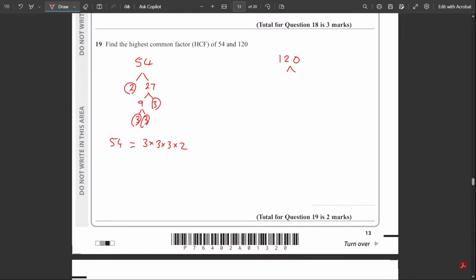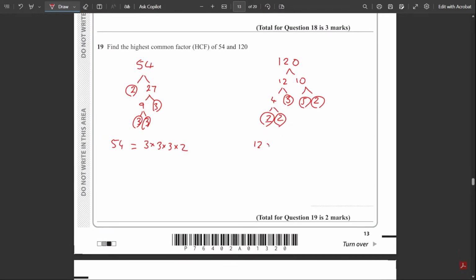Okay, then 120, I would start with 12 and 10. None of those are prime number. 4 and 3, that's a prime number. 2 and 2. And that's 5 and 2. So we can write down 120 as 2 times 2 times 2 times 3 times 5.